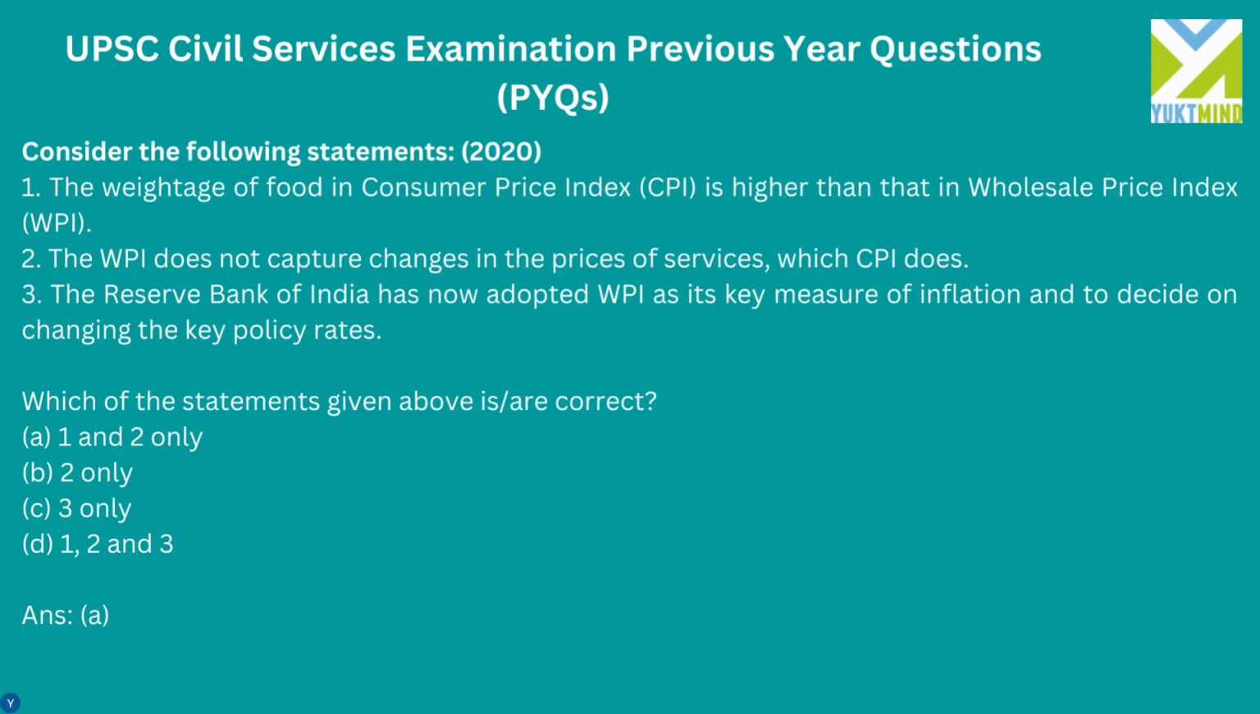So there was a question on CPI and WPI in the UPSC past year question paper of 2020. First statement was the weightage of food in CPI is higher than in WPI, correct? The WPI does not capture changes in the price of services which CPI does. Yes, that is correct. The Reserve Bank of India has now adopted WPI as its key measure of inflation. It is wrong. CPI is the key measure of inflation in RBI's data. So the correct answer is A, that is 1 and 2 statements.